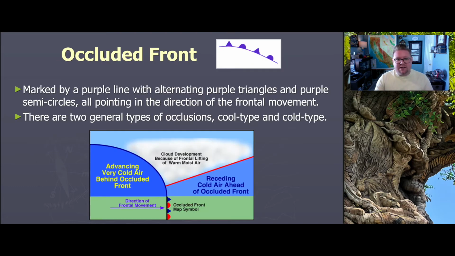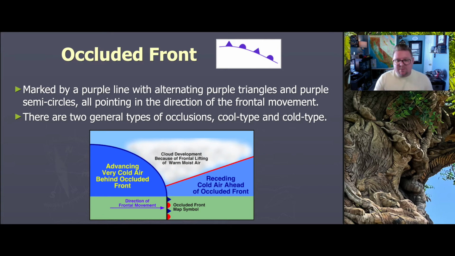The last one is going to be an occluded front. An occluded front is marked by a purple line with alternating purple triangles and purple semicircles, all pointing in the direction of the frontal movement. So how is it moving? There are two general types of occlusions. There's a cool type and a cold type.